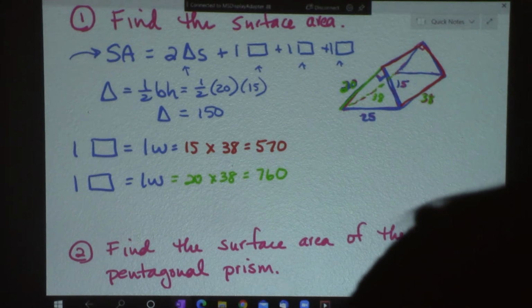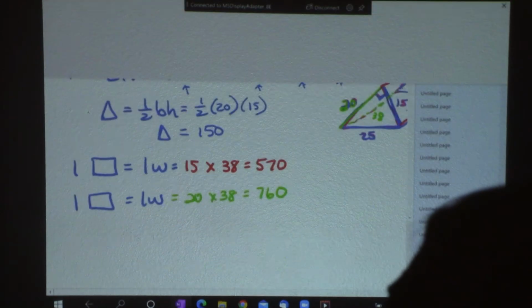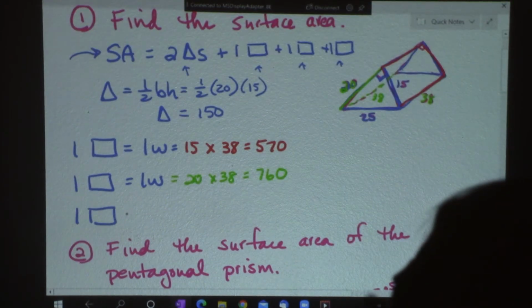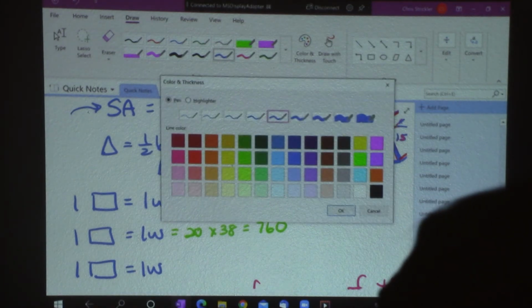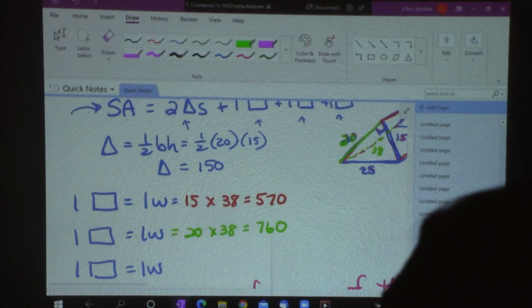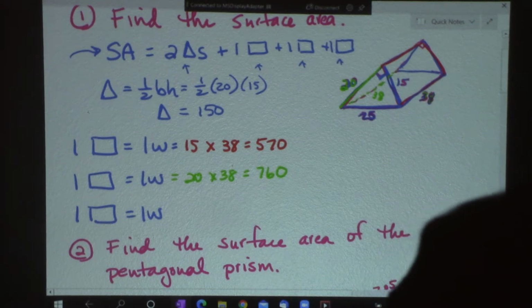Now, the last one, just change colors again a couple times. The last rectangle. How about purple? Okay, it's going to be the one on the bottom. So that's going to be this length here, which is 25. Again, I'm using 25 and 38. So I have 25 and 38.